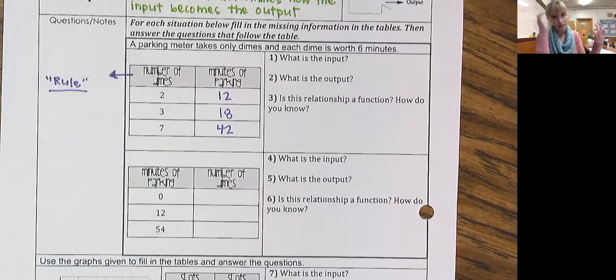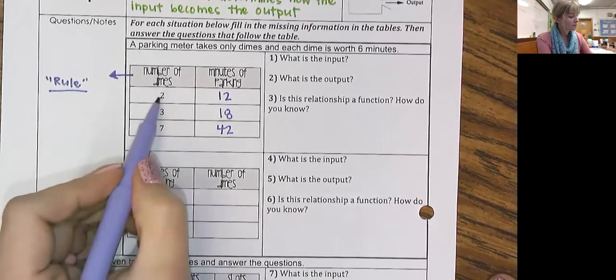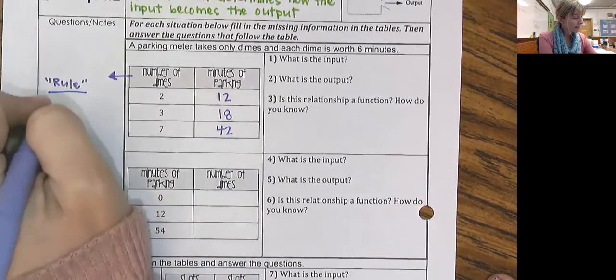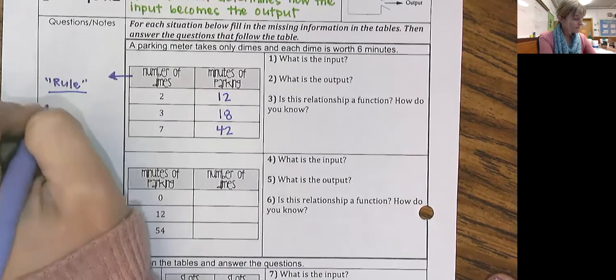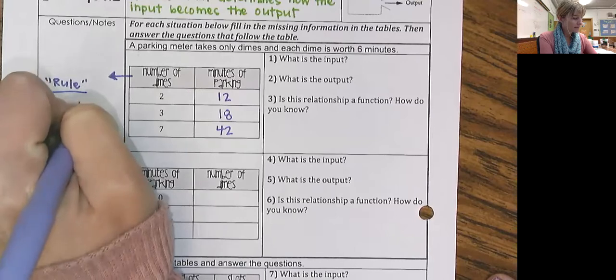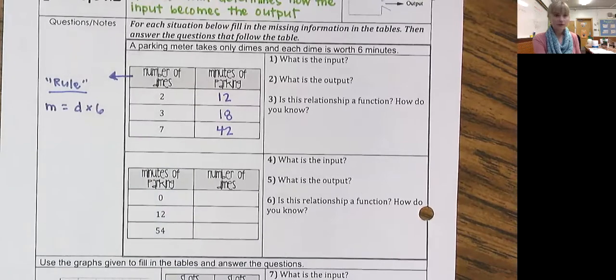What was the rule? And when we say rule, it could also be patterns. It could be just what is it that you were doing over and over again to determine how your number of dimes turned into minutes. Well, weren't you guys taking the number of dimes? Minutes were equal to the number of dimes times 6, right? That's a mathematical rule that you guys were following.